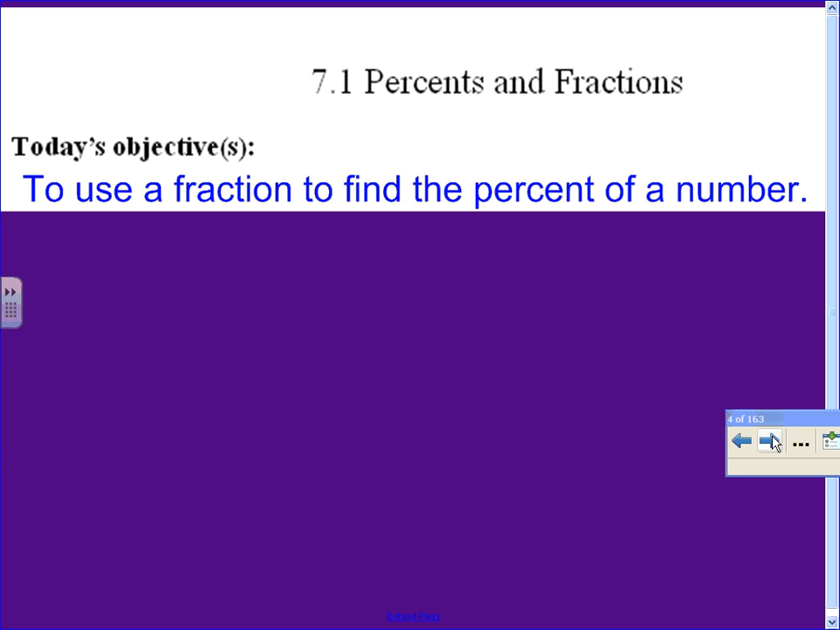Okay, so we're going to start with how to use a fraction to find the percent of a number. Okay, so we're starting with lesson 7.1. Okay, I'm going to shut one of these lights off so we can see a little better.